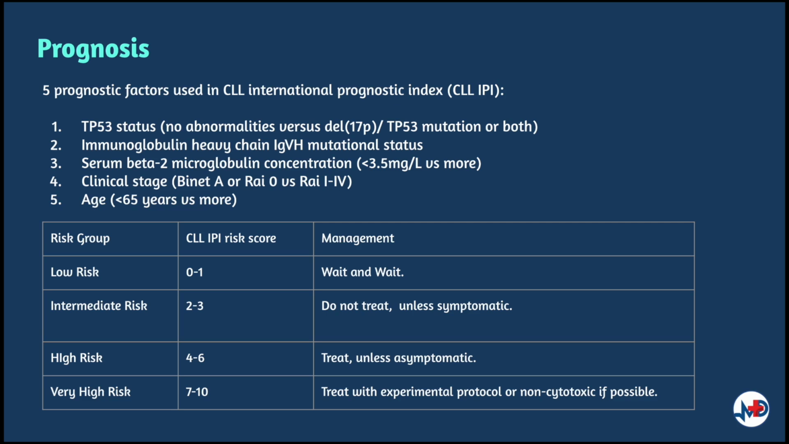The CLL International Prognostic Index combines genetic, biochemical, and clinical parameters into a prognostic model to stratify patients into 4 distinct risk groups ranging from low to very high risk. This will also affect the management protocols.